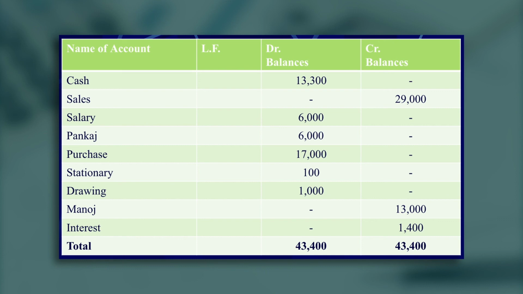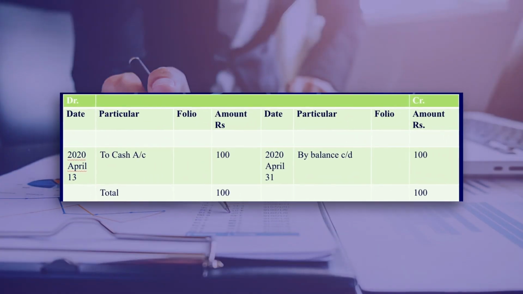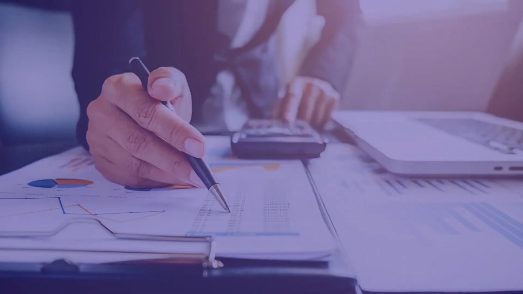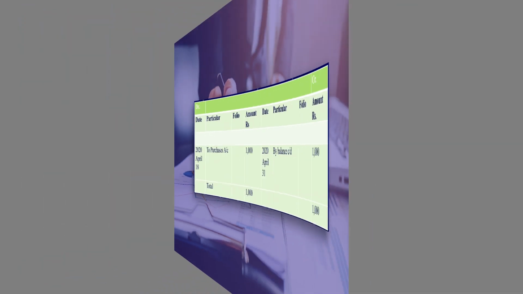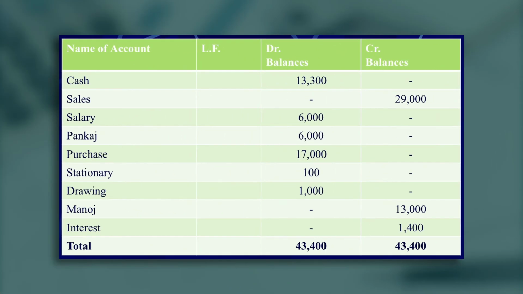Now again we go back. Stationery account: we have a debit balance of rupees 100, and as far as drawing account is concerned, again we have a debit balance of 1,000 rupees. So in the debit side, stationery 100 rupees and drawing 1,000 rupees. Kindly check. Yes, stationery 100, drawing 1,000 rupees. Now go back again.